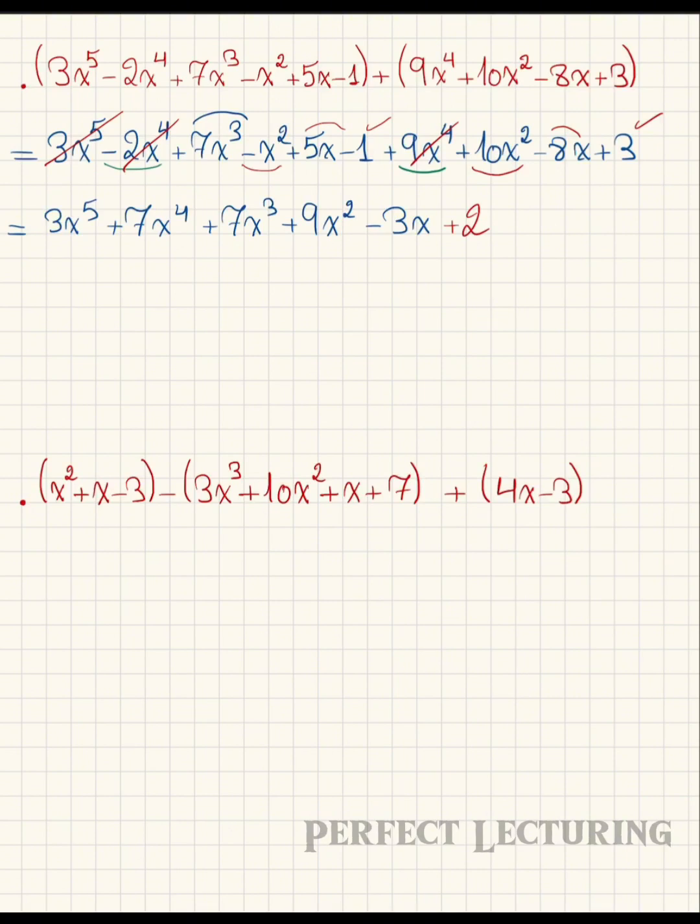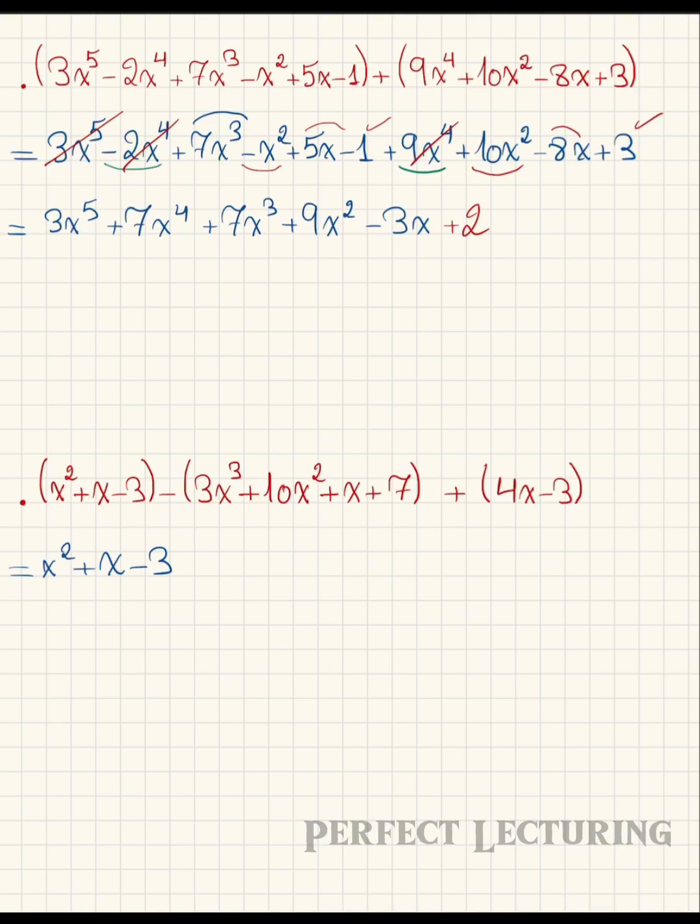Same for the second expression. So here I'm adding and subtracting three different polynomials. Okay, let's repeat the same scenario. So first, for the first polynomial, there is no sign outside the polynomial, so I just remove the parentheses safely, x squared plus x minus 3.